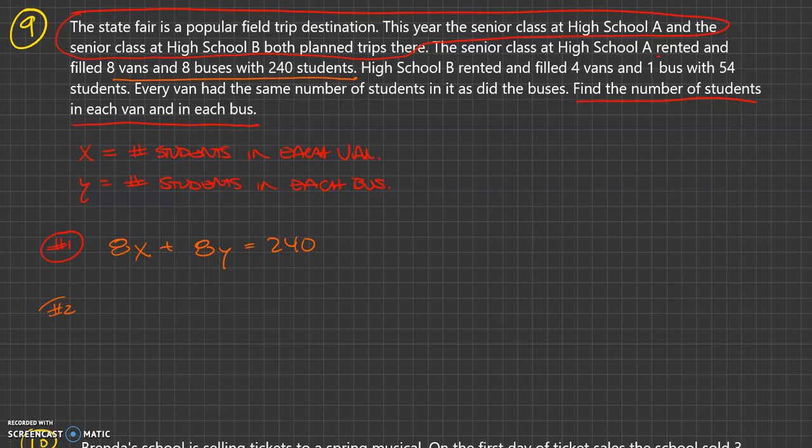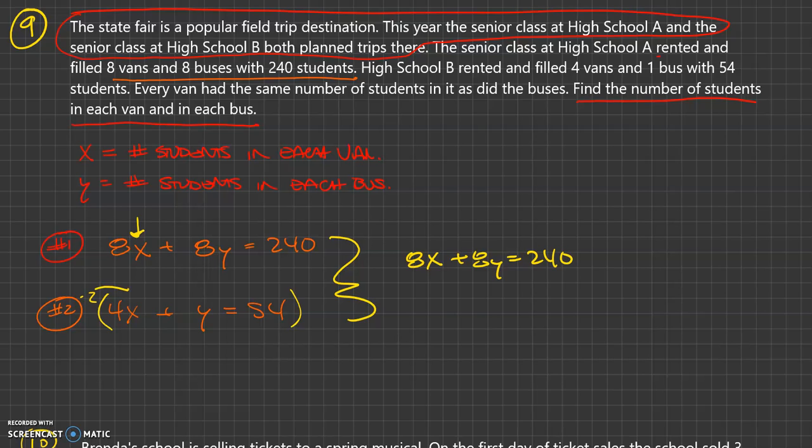Number 2, I need a second equation. The other high school filled up 4 vans and 1 bus with a total of 54 students. And now you can see I have a system of equations. I have 2 unknowns, 2 variables, and I need to solve accordingly. I think the easiest way to solve this one is elimination, and I'm going to eliminate the x. So let's come over here and write 2 new equations. We're going to have 8x plus 4y is equal to 240.